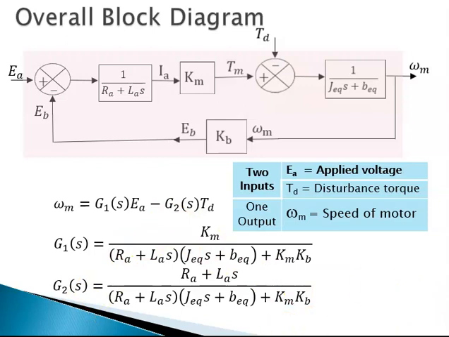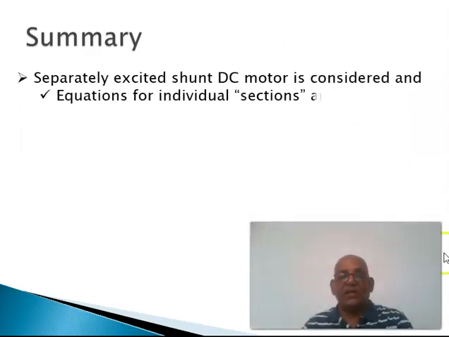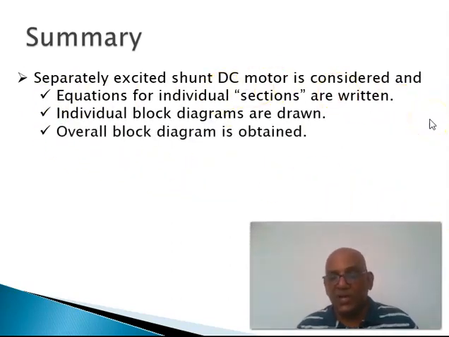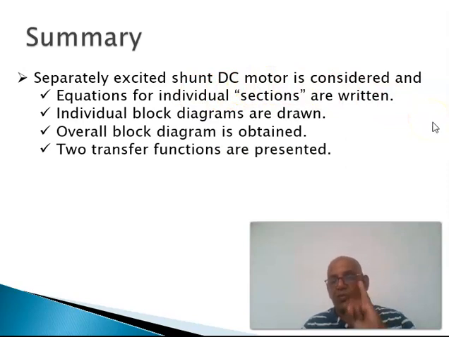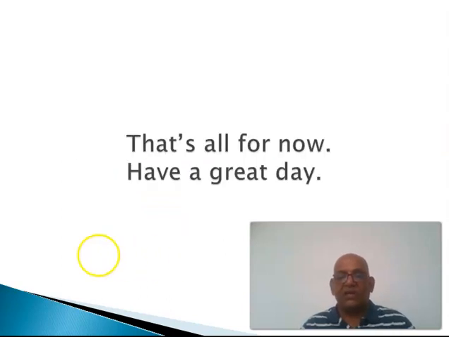I think we'll stop here and give the summary. We can summarize that we have considered a DC motor and equations for individual sections are written. Those sections are 1 armature circuit, 2 motor action, 3 load section, and 4 back EMF. And we have written the equations, drawn the block diagram, and presented 2 transfer functions.